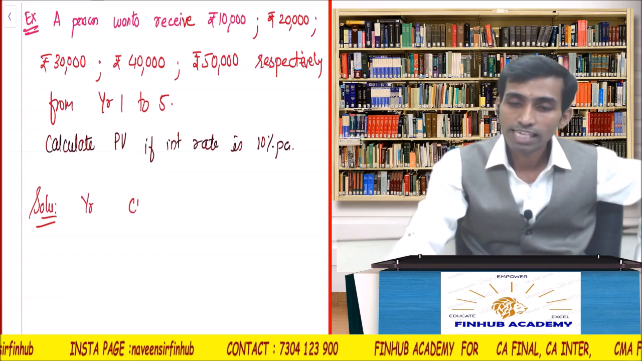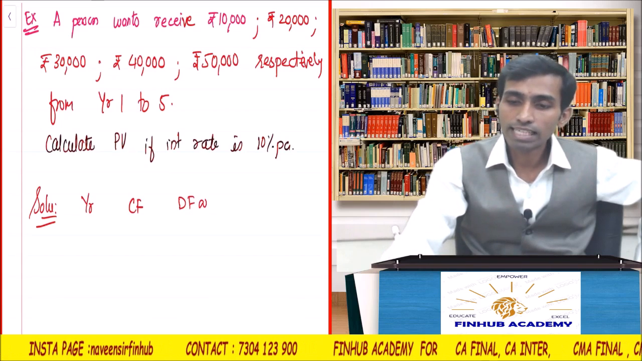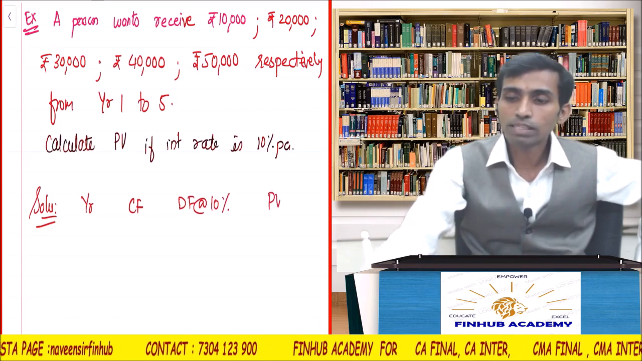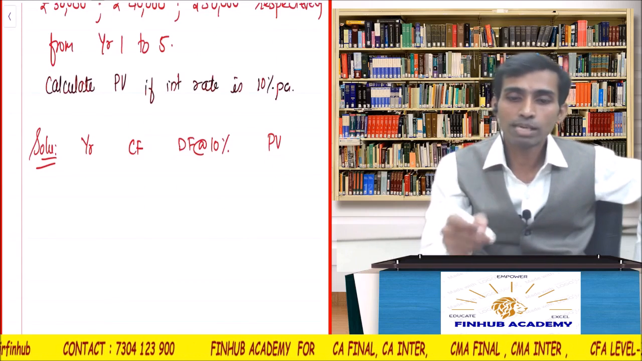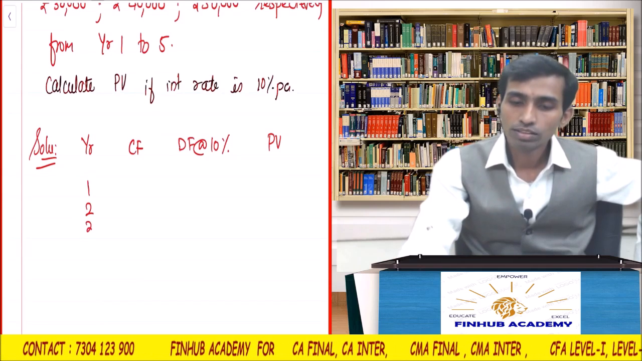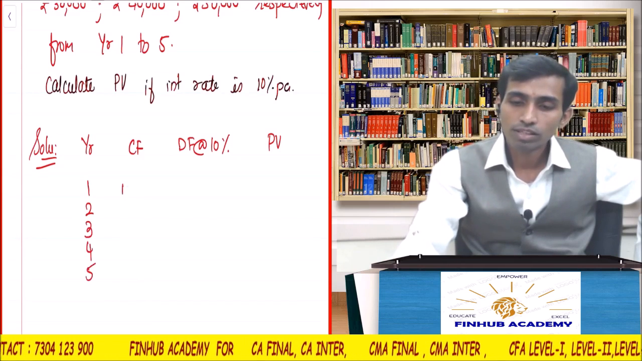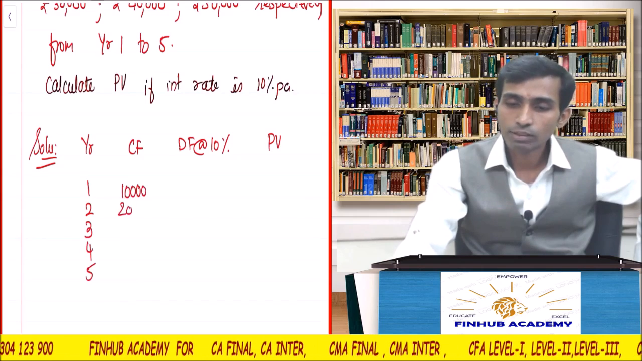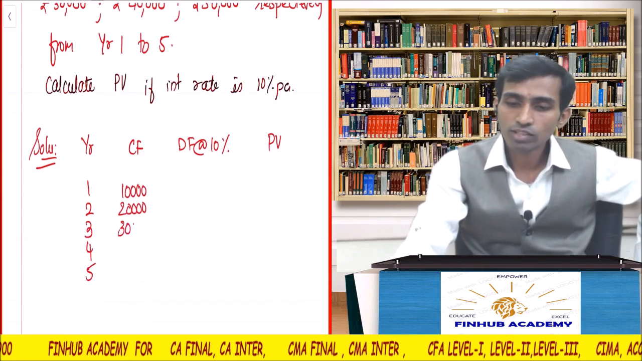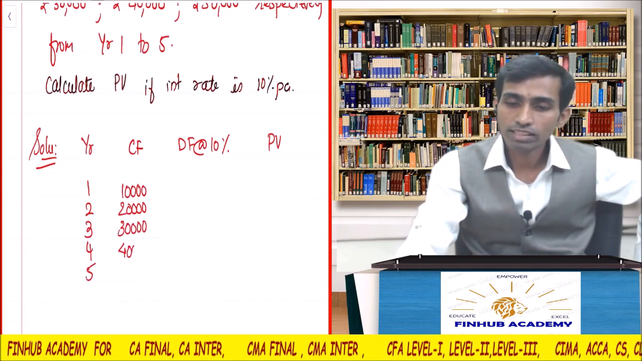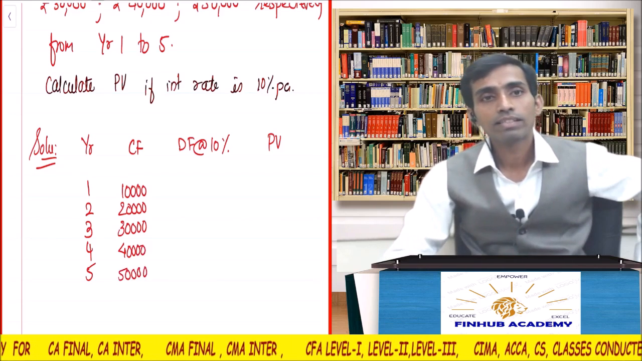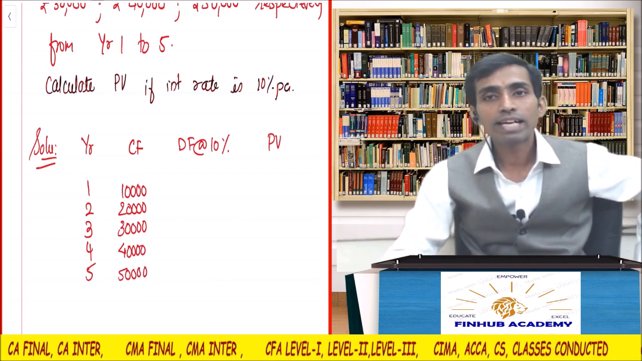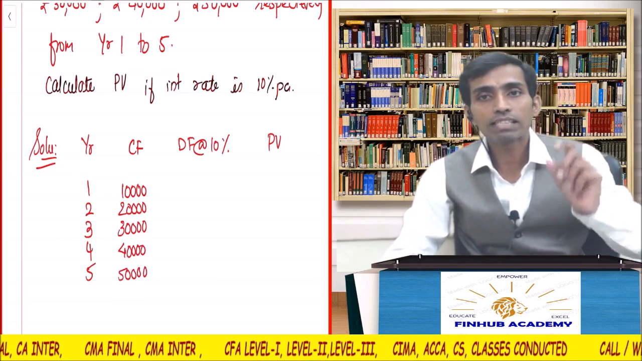Here: cash flow, discounting factor at the rate 10%, present value. Please be careful. All the sums in capital budgeting will be like this. Please be careful what I am solving. Years 1, 2, 3, 4, 5. First year 10,000, second year 20,000, third year 30,000, fourth year 40,000, and then 50,000. Correct? Okay.